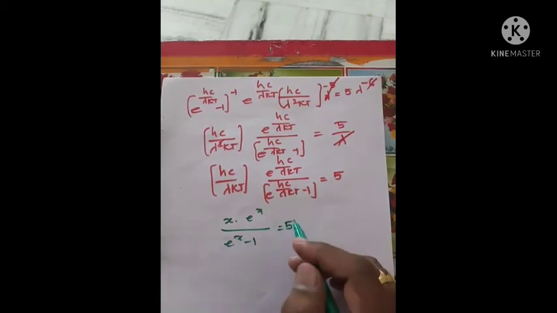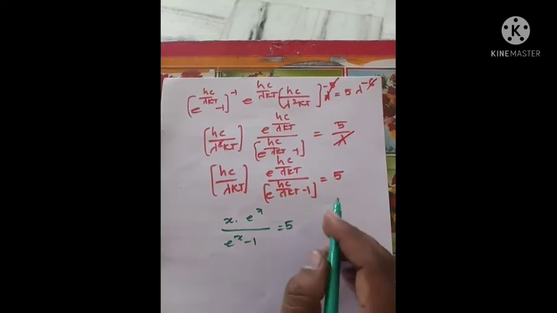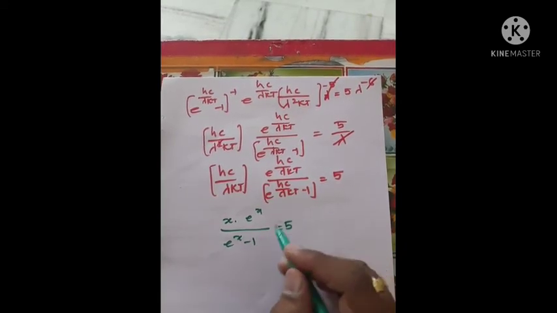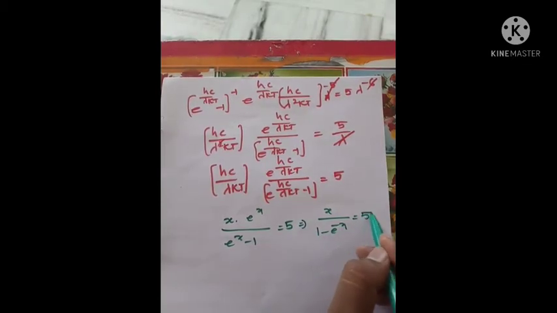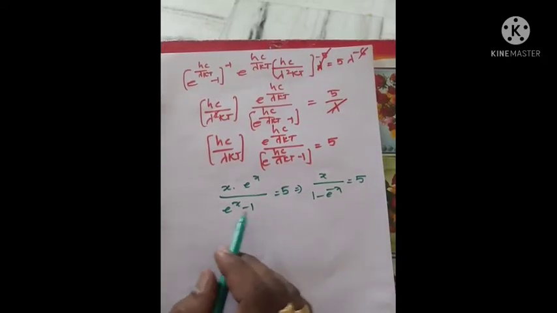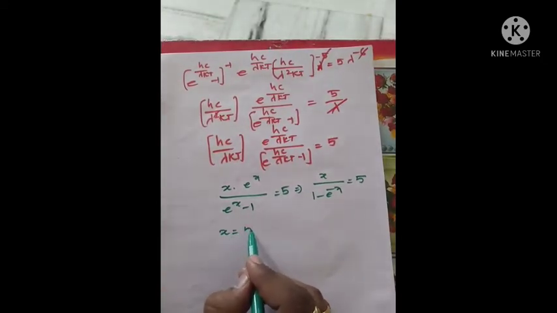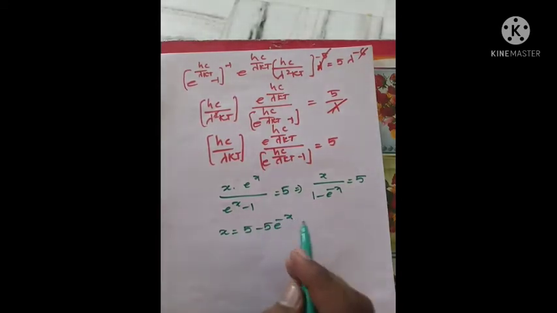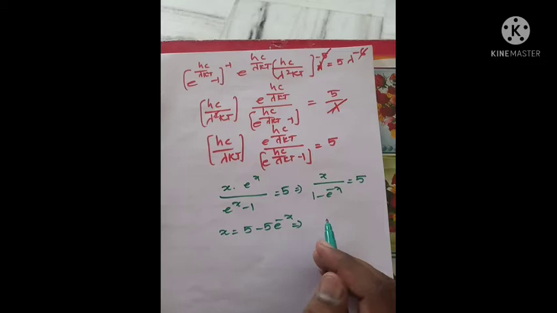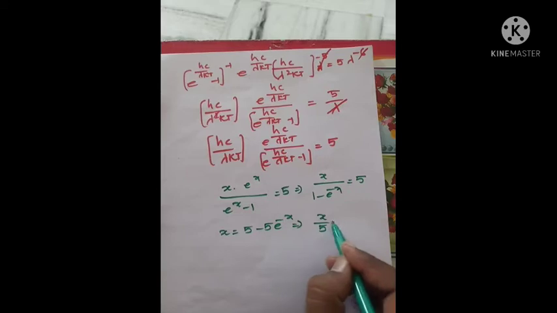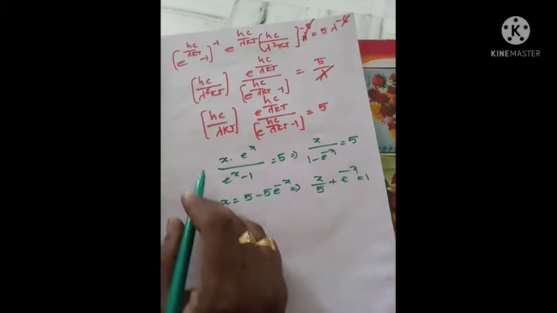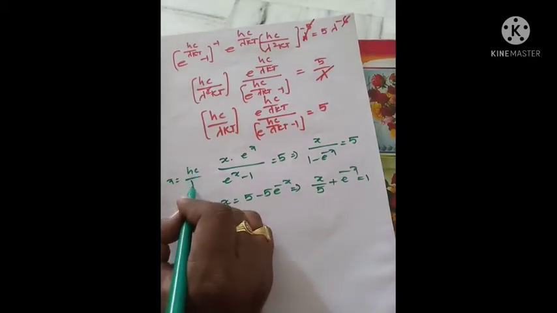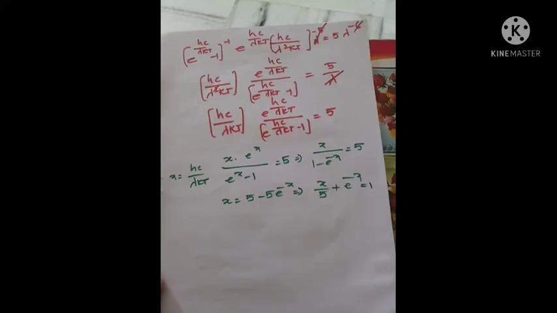From this equation, we know very well that this can also be written by taking e to the power of x common and cancelling, so finally we have x by (1 minus e to the power of -x) equal to 5. So finally we write x equal to 5 minus 5 into e to the power of -x. Again this can also be written as x by 5 plus e to the power of -x equal to 1. Here x is equal to hc by lambda kT.